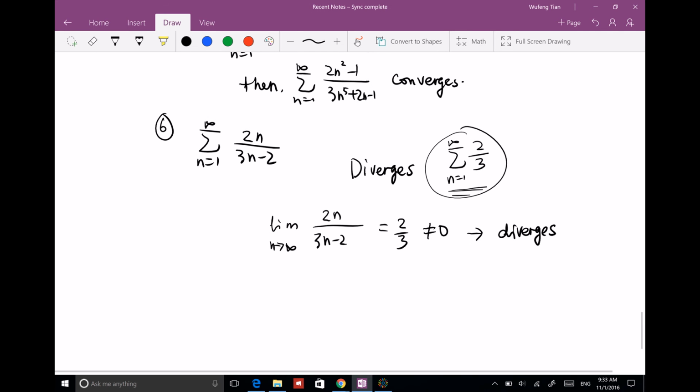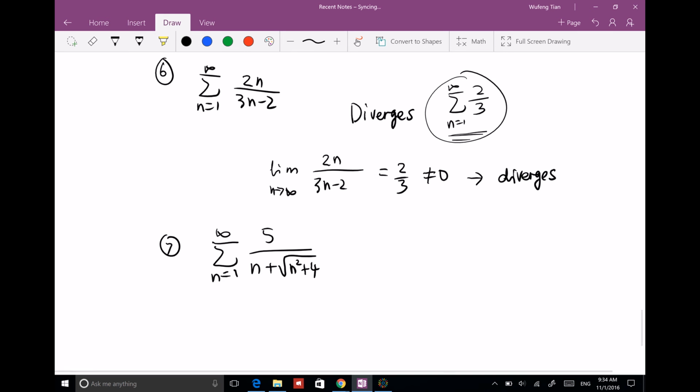Let me ask you another one. The sum from n equals 1 to infinity of 5 over n plus the square root of n squared plus 4. Does it converge or diverge? I'll give you 20 seconds.